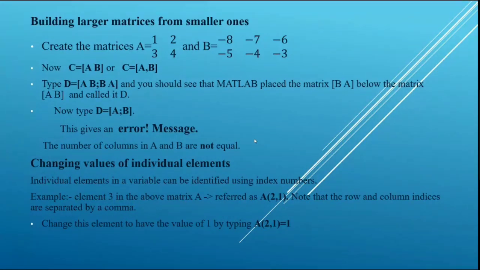Now we will learn how to change the values of the individual elements in matrices. The individual elements in a variable can be identified using the index numbers. For example, the element 3 in the matrix A can be referred to as A(2,1), because it is the first element of the second row of A. Note that the row and column indices are separated by a comma or a space. But in changing values of individual elements, you have to use a comma. By giving a space, you will get an error message.